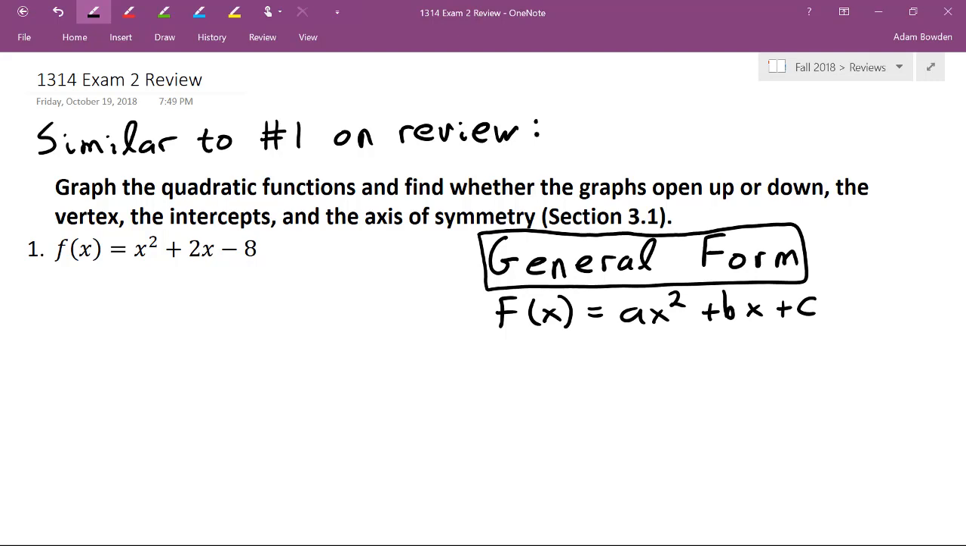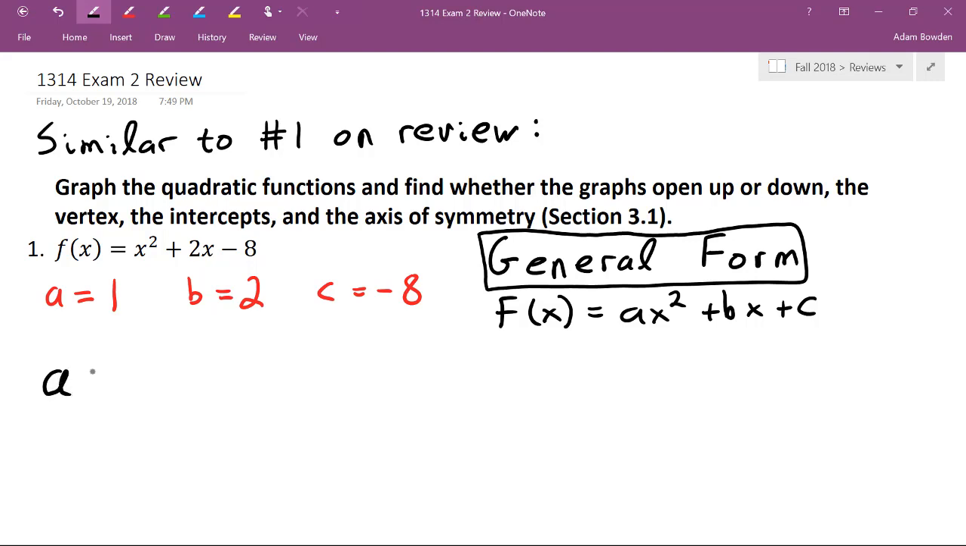Functions in this form are called general form, where you have ax squared plus bx plus c. So let's start out by writing a equals, b equals, and c equals. Out in front of the x squared is an understood 1 for a, b is 2, and c is negative 8.